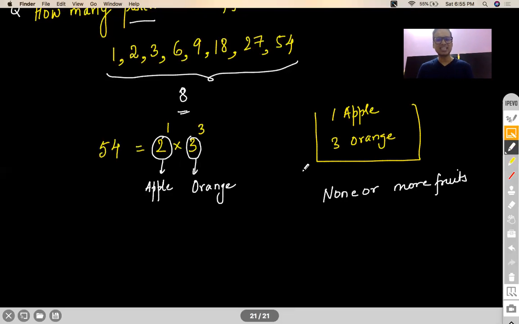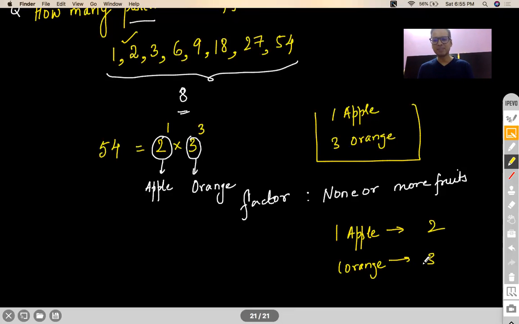Can I say that the number of ways of making a factor is like picking none or more fruits from this basket? Now how? I'll show you. Let's say I pick one apple. That means I have picked a factor 2. So 2 is a factor. Let's say I pick one orange. Then it is like picking the number 3, which is one of the factors. Correct? Let's say I pick one apple and one orange. It's like picking 2 into 3, 6, which is another factor.